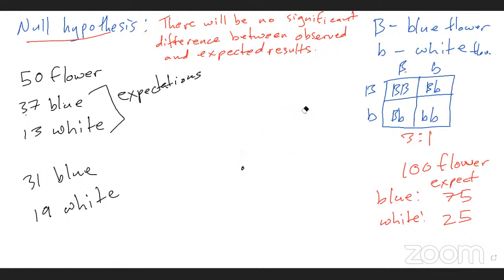Sir, before you talk about that, if the calculated value is greater than the critical value, what will happen? You reject the null hypothesis. Okay.